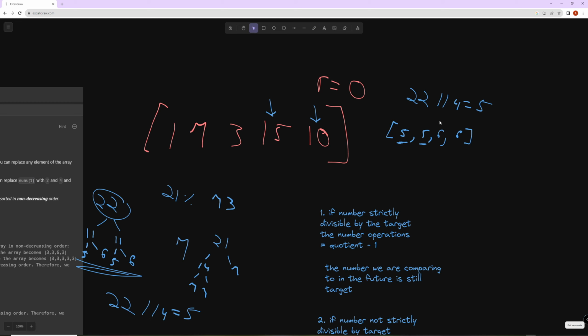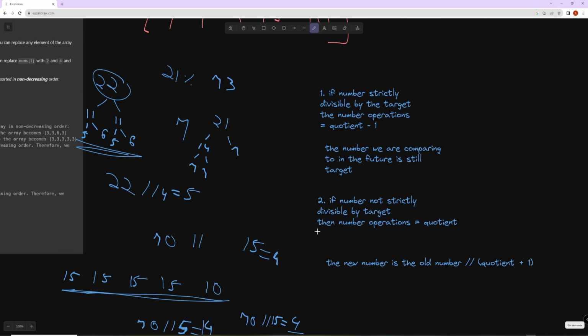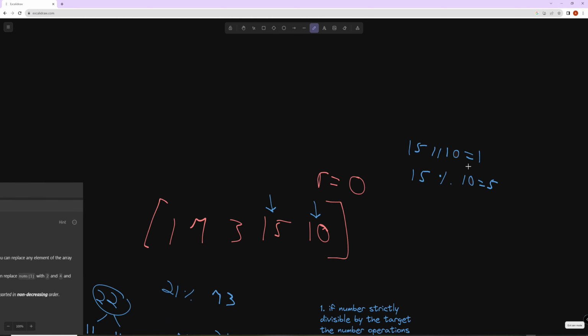Okay, so now that we know that, let's just do the rest of this, now that we know all these things. Okay. So 15 is greater than 10, right? And now can 15, so let's get the quotient. So 15 over 10 is 1, and then 15 mod 10 is 5, right? So there is a remainder, so we're going to go for this one here. So the number of operations is the quotient. So the quotient here is 1, so we are going to add one operation over here.